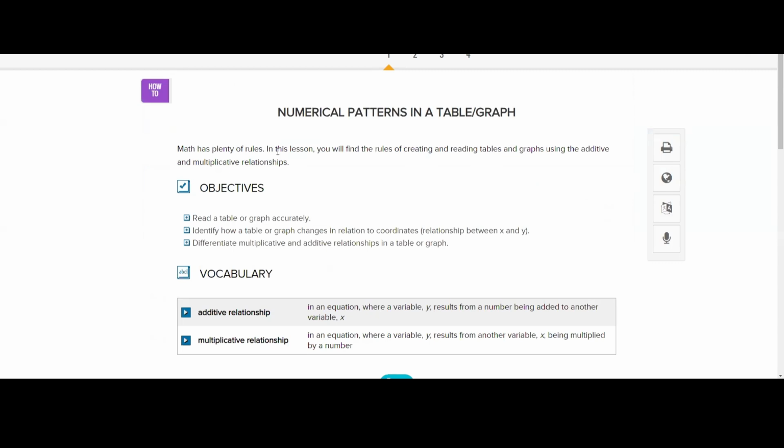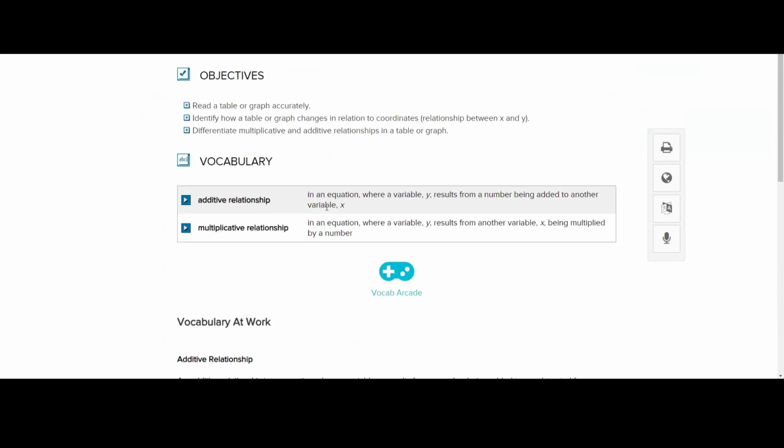Math has plenty of rules. In this lesson, you will find rules of creating and reading tables and graphs using the additive and multiplicative relationship, right? So additive relationship is an equation where a variable y results from a number being added to another variable x. Multiplicative is an equation where a variable y results from another variable x being multiplied by a number.